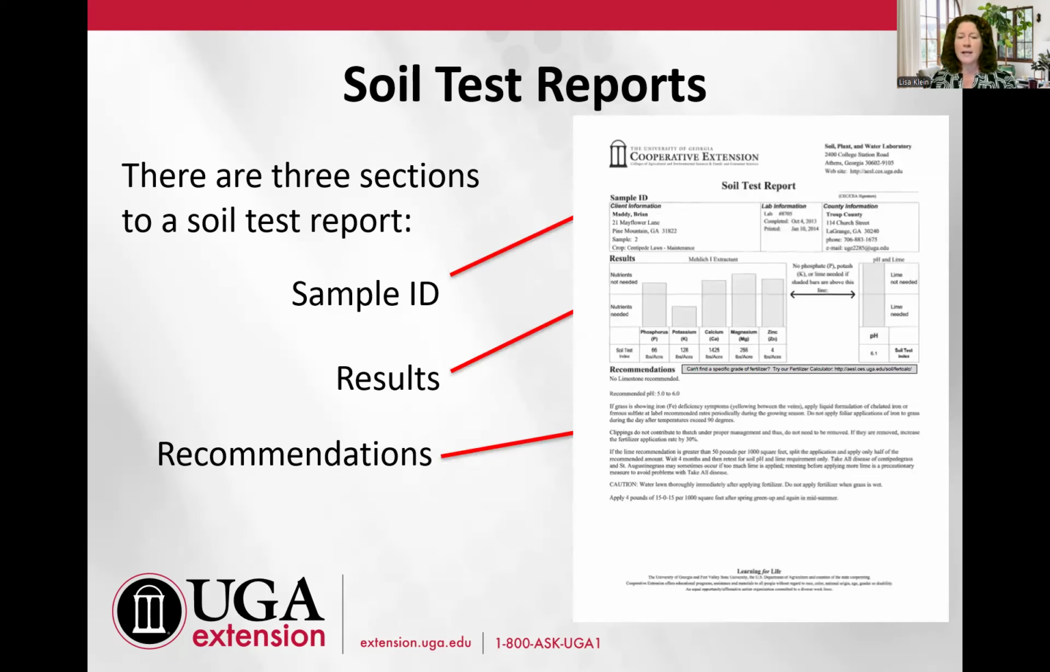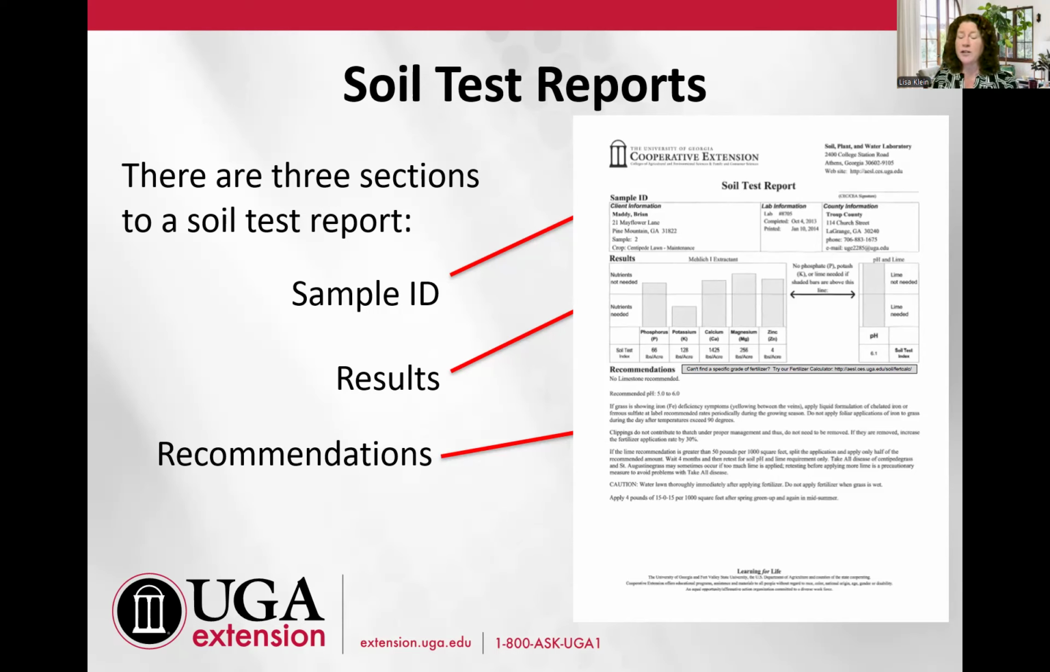You have the sample ID. That's going to be your name and your address, and the name of your sample. You can call it whatever you want. You can call it Uncle Bob's pasture if you want to, or it can just be front yard or backyard, whatever. Then your results. We don't test for nitrogen, that's highly variable, but we do test for phosphorus, potassium, and the other secondary macronutrients, and also pH. pH, again, remember, determines how bioavailable those nutrients are.